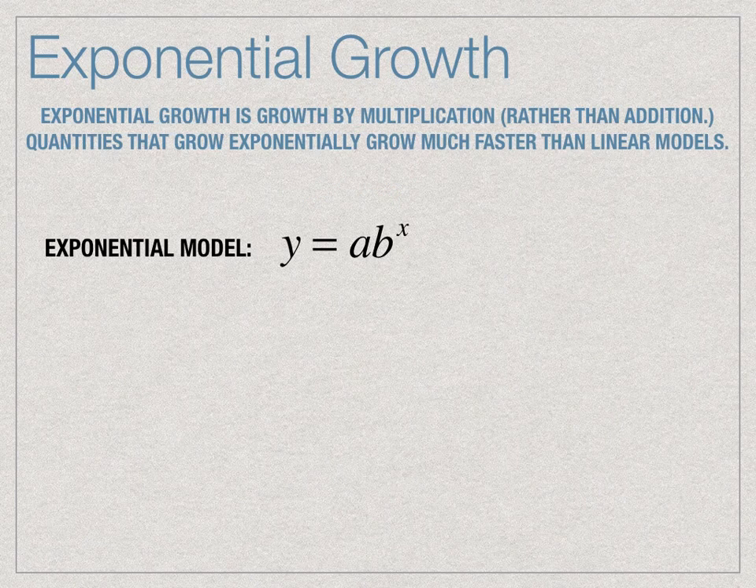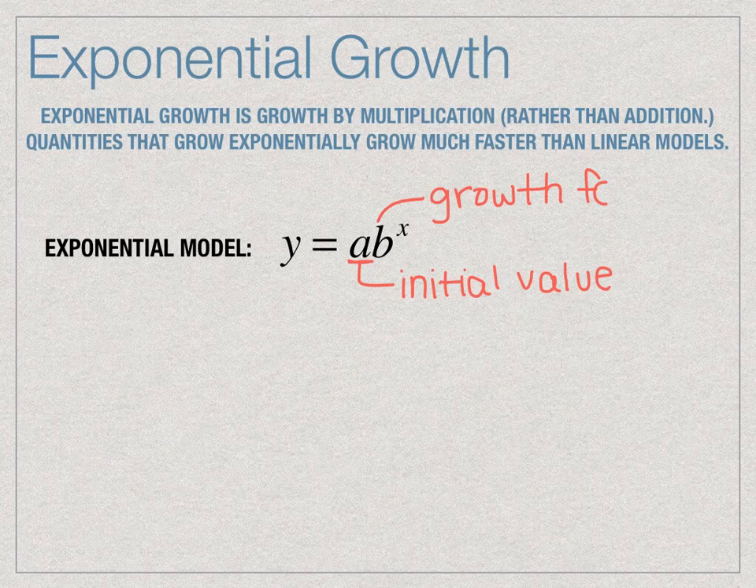We refer to this a as the initial value. So that's always going to represent where you're starting. Okay, so a is initial value. And then the b, that represents your growth factor. So that's what you're multiplying by each time. Okay, and the x represents how many times you're multiplying.